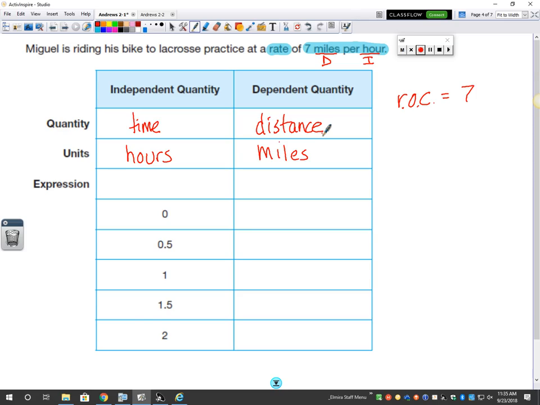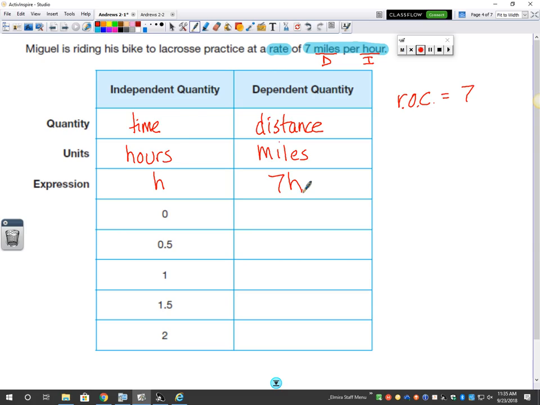Okay, so the expression for the input is going to be the letter we're going to use. Let's use H. Okay, and for the output, that's going to be 7H.